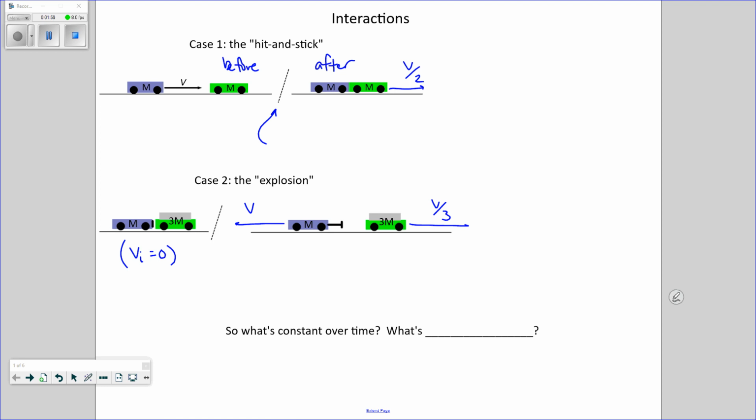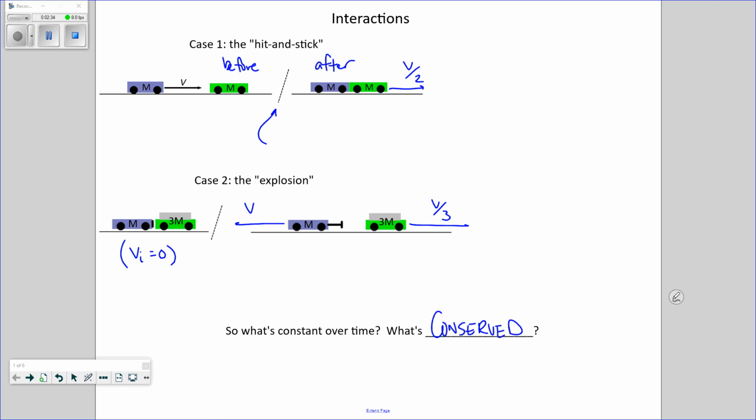So the question is, what is it that's constant over time? What combination of m's and v's yields the same total both before and after an interaction? Saying what's constant over time is the same thing as saying what's conserved. My students approached this exercise with the idea of defining a quantity that's conserved when objects interact, because conservation laws are some of the most fundamental laws that dictate how the universe works. So what is it that's the same?